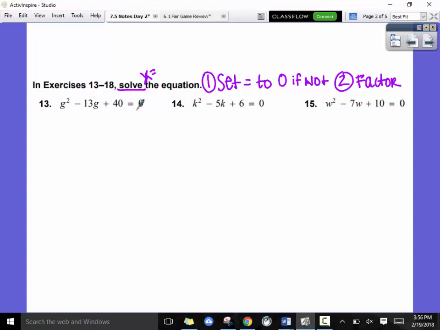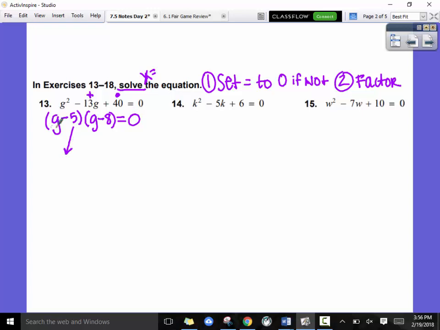If you remember back from yesterday, you're trying to find two numbers that multiply to be 40 and add to be negative 13. And so that would be g minus 5 and g minus 8, because negative 5 times negative 8 will give me positive 40. And then I'll have negative 5g and negative 8g, which will give me negative 13g. And this equals 0.